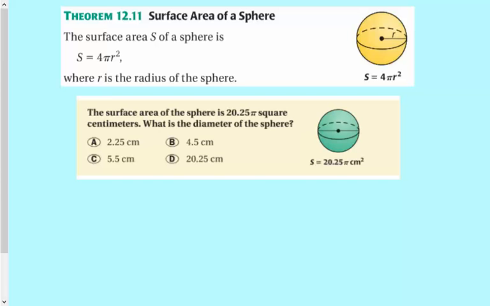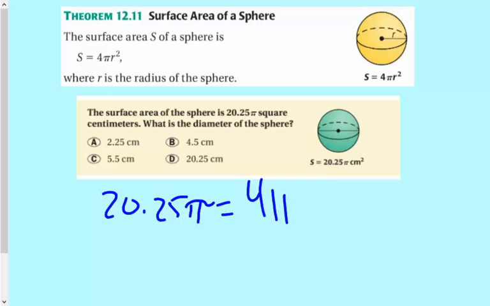So here we have an example. They give us the surface area. They want to know the diameter. So what we're going to do is find the radius, and then double that. So 20.25 pi is the surface area, and that's equal to 4 pi r squared. I'm just going to solve this equation for r, and then double that to get my answer.